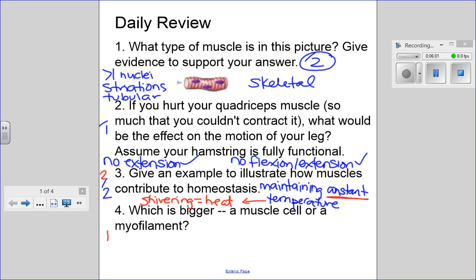The last question is just out of one. Which is bigger, a muscle cell or a myofilament? And the answer is a muscle cell. A myofilament is a piece that is part of a muscle cell. So if I take a look at this, it is out of 6.